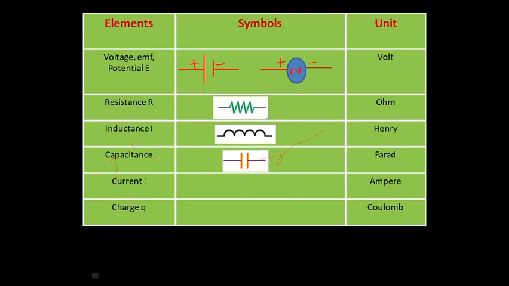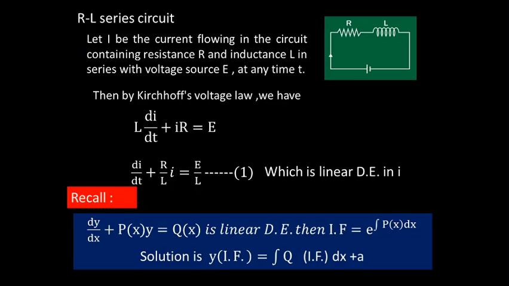Then the third element in the circuit is the capacitor. A capacitor stores the charge and resists the flow of further charge, causing a voltage drop. The unit for capacitance is farad. Now, the current is denoted by I, and it is related to the rate of change of charge by I = dq/dt.